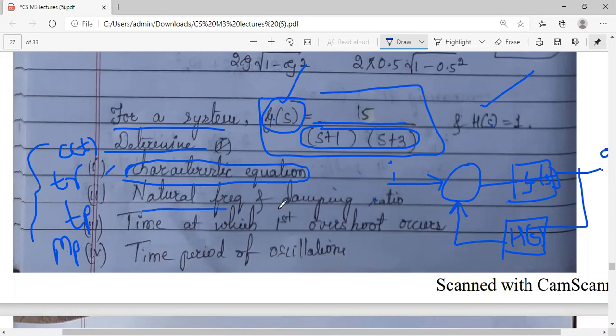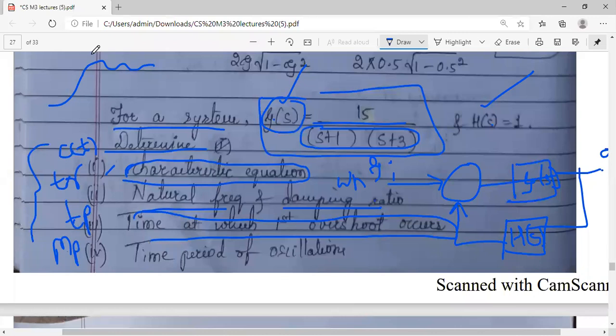Then you need to find the natural frequency and damping ratio, that is Wn and zeta. Then the time at which the first overshoot occurs. Here they have not directly given which time you need to calculate, whether TR, TP, TS. Time at which the first overshoot occurs: if your response is like this, then this will be the first overshoot. This time you need to calculate is nothing but TP. So indirectly it is given here. TP you need to calculate.